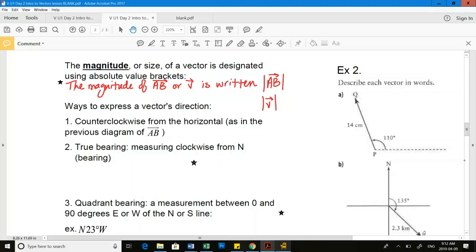Okay, so we so far have different ways that we can express vectors or write vectors. We know magnitude is if we see the two absolute value bars, that means magnitude of the vector. We also have different ways that we can write the direction of the vector as well. So one of the ways that we can write the direction of a vector is moving counterclockwise from the horizontal. So if I have something from the horizontal, I can kind of show that it's rotating counterclockwise.